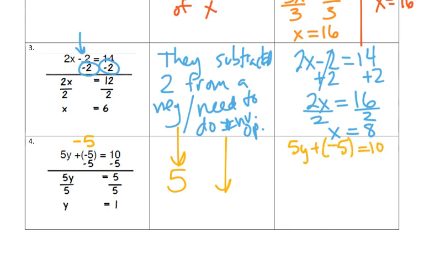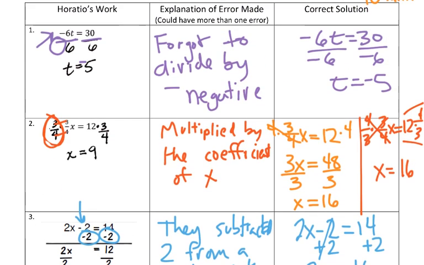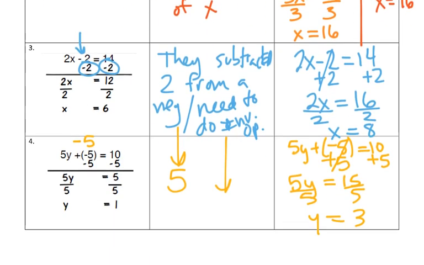Okay, remember plus and negative is the same as minus. We want to get rid of that negative 5, so we add 5 to both sides, giving us 5y equals, that becomes 0, 15, divide by 5, and we get y equals 3. Hopefully you've noticed that simple mistakes like this really change what our answer is going to be, right? Those simple mistakes really mess up our answers.